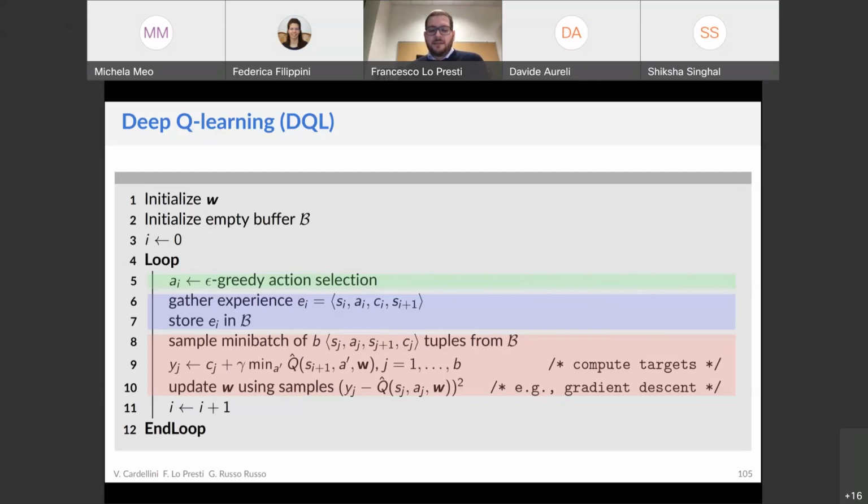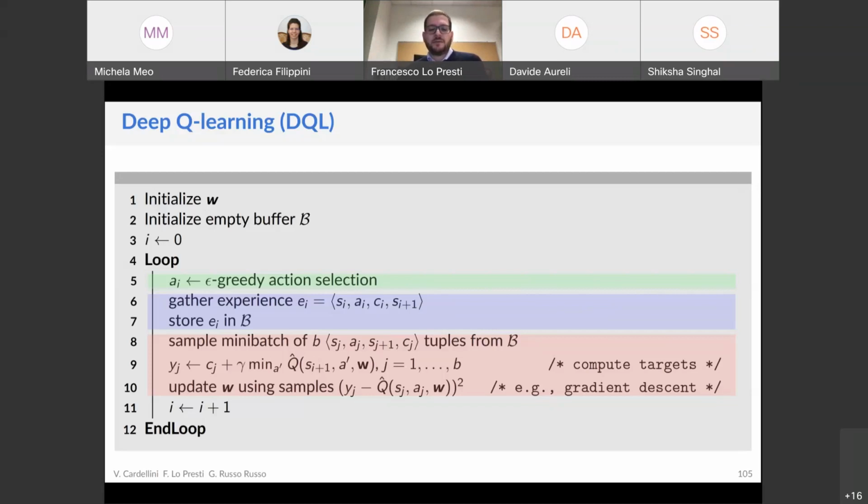Now, the difference is that we don't use this experience immediately to update the Q function, but we store it in our experience buffer. Then, in the update phase of the algorithm, we sample a mini batch of experience tuples from the buffer, and we use this mini batch to update the network. So at this time, we need to compute some targets for the update. That is, we need to compute the values y that are the expected output of the network given a certain state in input.